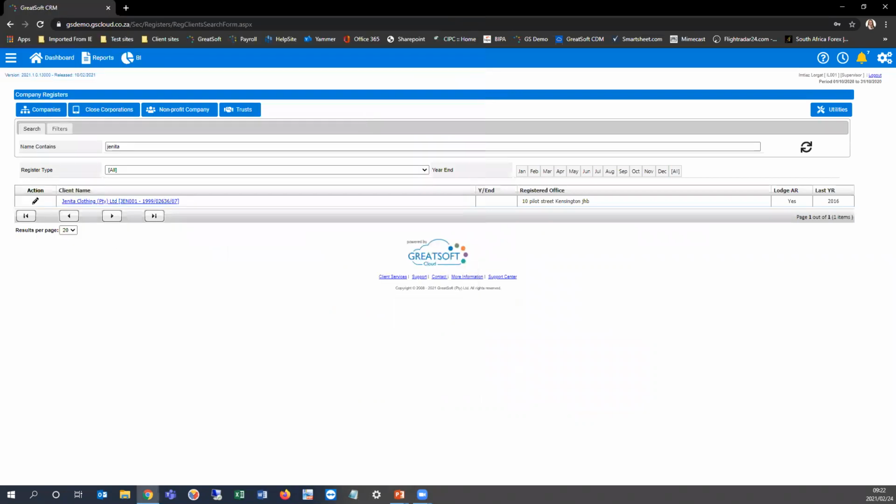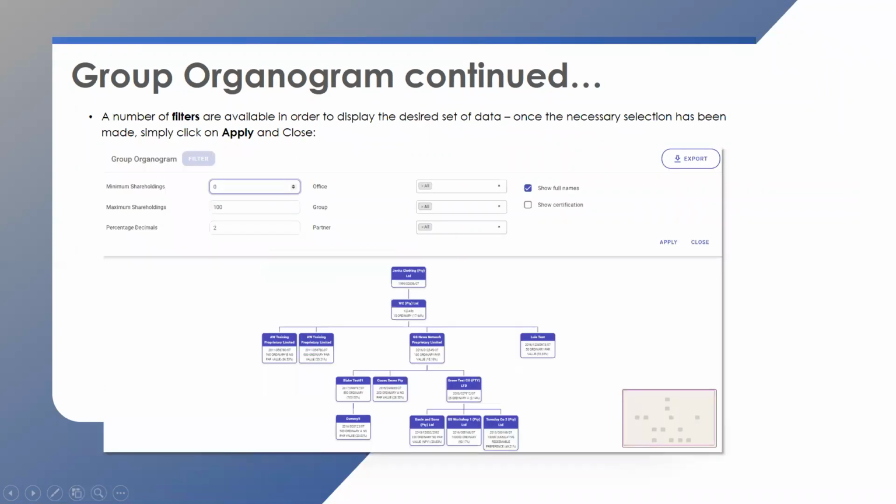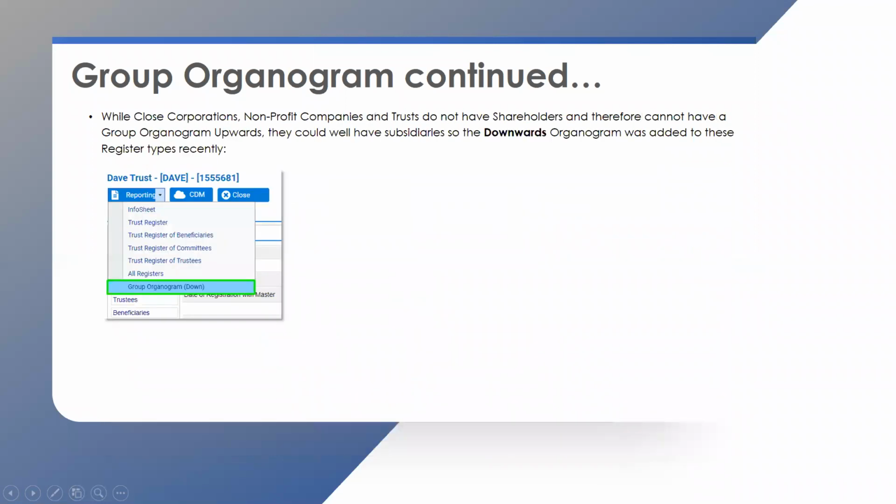Right, then let's move back to our slides. Then also, as I mentioned, obviously you can have the filters applied as you would require them. Just simply click on apply and close, and then it will display them for you.